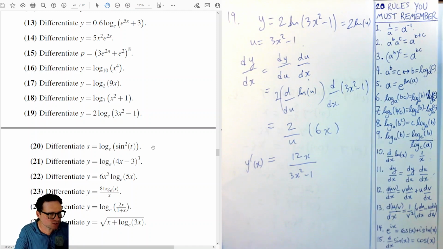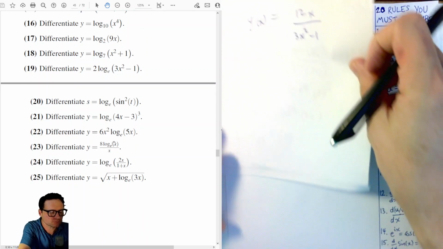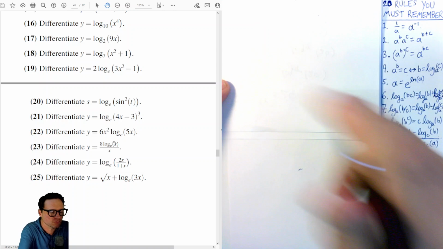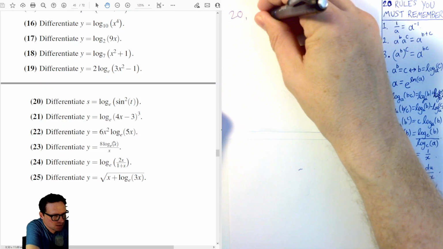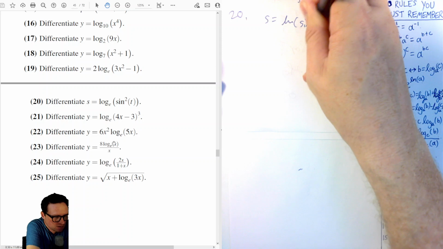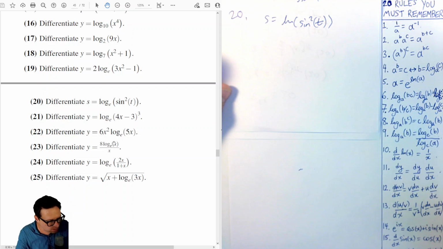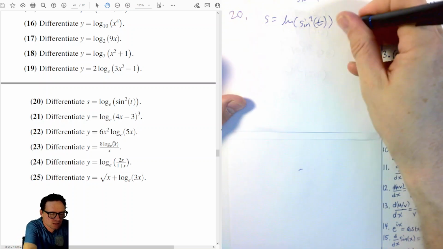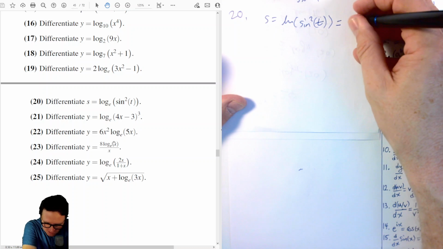Okay, question number 20. And let's scroll up a bit. All right, differentiate s equals ln of sine squared of t with respect to t. Okay, so look at the structure of this. We have a function of a function of a function. So let's let u be equal to sine squared of t, or sine t all squared.